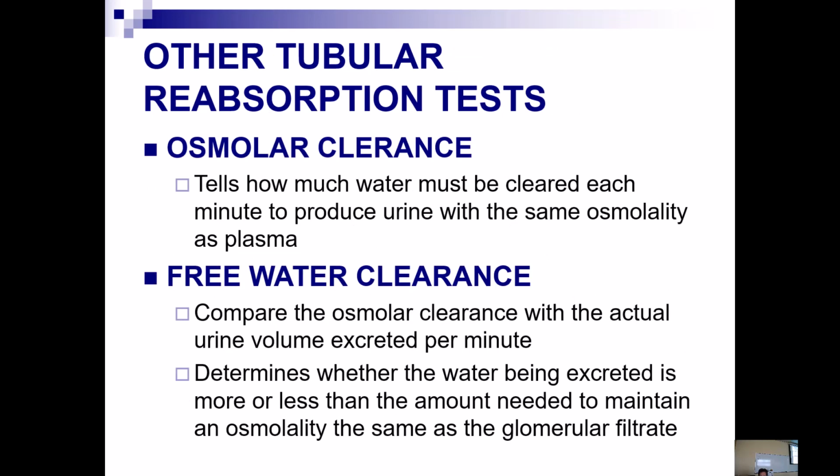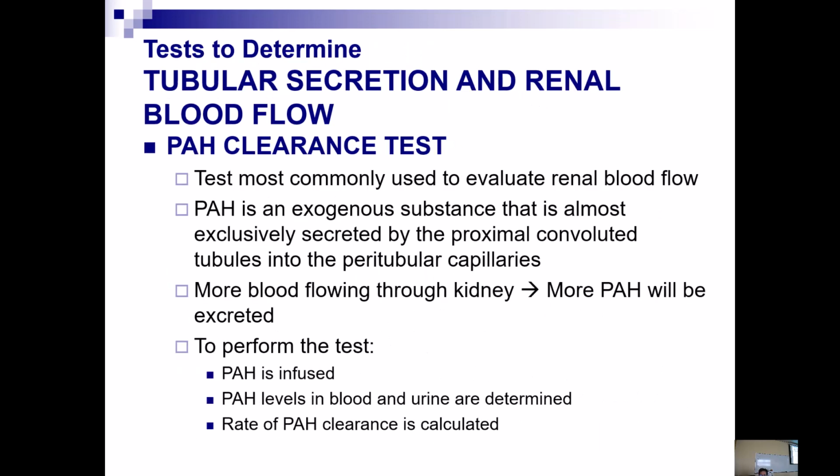Osmolar clearance and free water clearance are another couple options that are out there for other tubular reabsorption tests. PAH clearance test. This is the test most commonly used to evaluate renal blood flow. It's an exogenous substance that is almost exclusively secreted by the proximal convoluted tubules. To perform this test, they infuse the PAH and they look at the amount of clearance.